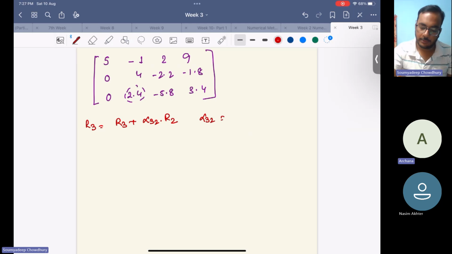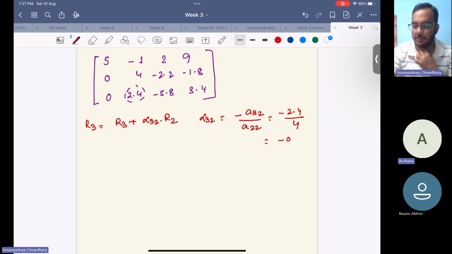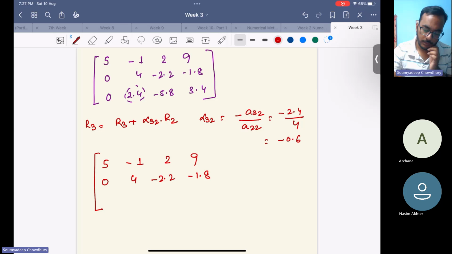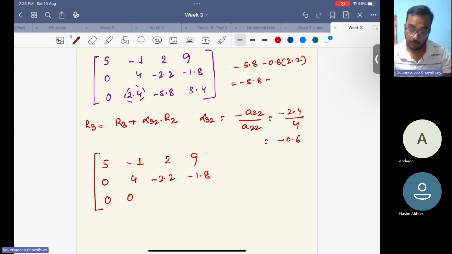What is alpha 32? Alpha 32 is minus A32 by A22. It is minus 2.4 by 4. So it is how much? Minus 0.6. So we get 5 minus 1, 2, 9, 0, 4 minus 2.2 minus 1.8. So this will be 0, 0, 0. This will be 0 and this will be minus 5.8 minus 0.6 into 2.2 minus 5.8 minus 22, 6, 13.2.